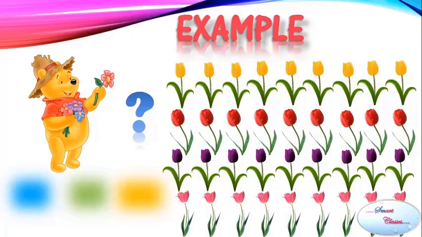Here, we will use the method of division. We will divide the total number of plants by the number of rows. The total number of plants, which I have already told you, is 36. The number of rows is 4, which is visible to all of you. Now, when we divide, we get the answer as 9. Here, 36 is the dividend, 4 is the divisor, and 9 is the quotient.